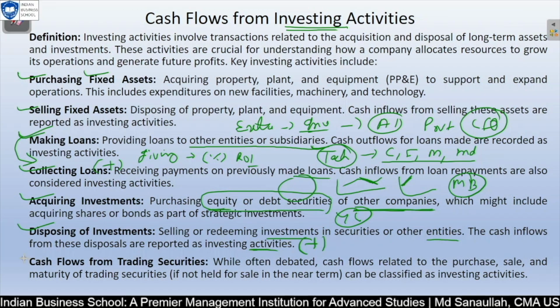Cash flow from trading securities is again questionable. Sometimes we need to consider it in operating also. For trading purposes, if you are purchasing temporarily and will sell whenever you see the share going up and you feel it will go down, you can sell it. If it is for a smaller period of time, it always comes into operating activity. Let's read it out: while often debated, cash flows related to purchases, sales and maturities of trading securities, if not held for sale in the near term, can be classified in investing activity. That is what I have discussed. If it is temporary, then operating. If it is not temporary or you are not sure, you can put it into investing activity. So I think we are done with investing activity.